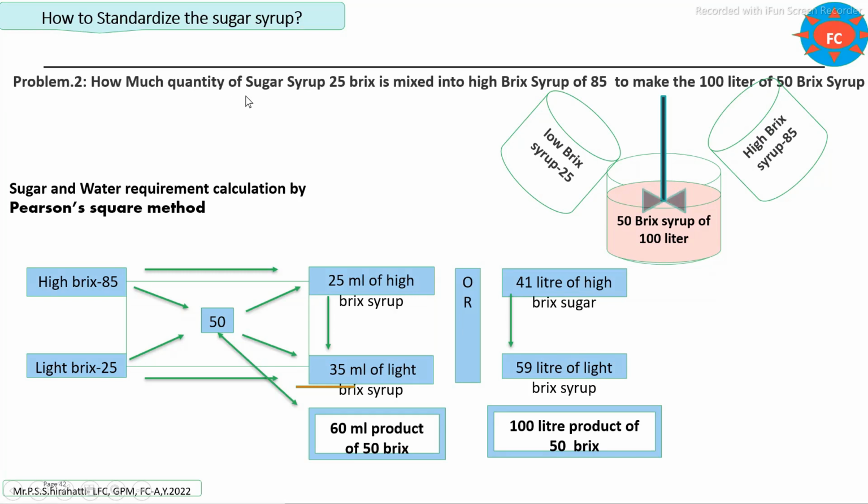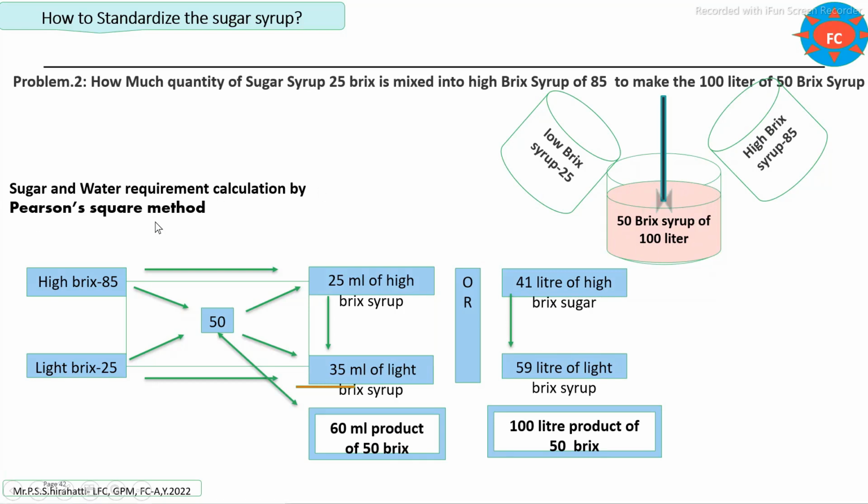How much quantity of 25 degree Brix sugar syrup is required to be mixed into the higher concentration sugar syrup, that is 85 degree Brix sugar syrup, to make 100 liters of 50 degree Brix sugar syrup? That means there should be two sugar syrups. The first one is the low degree Brix, that is 25 degree Brix sugar syrup, and the second one is the high degree Brix sugar syrup, that is 85. Both are required to be properly mixed in order to get 100 liters of sugar syrup containing 50 degree Brix. Then how much quantity of each is required to prepare this final sugar syrup?